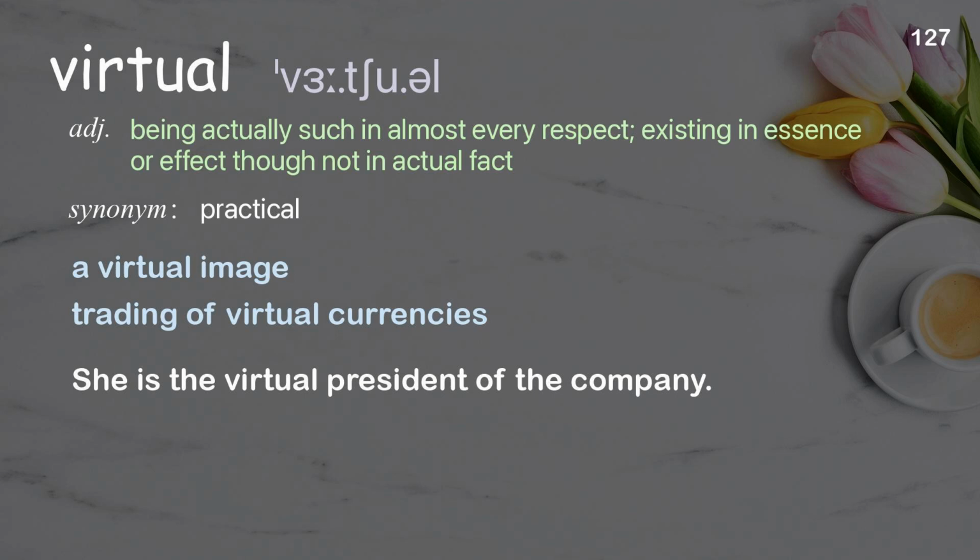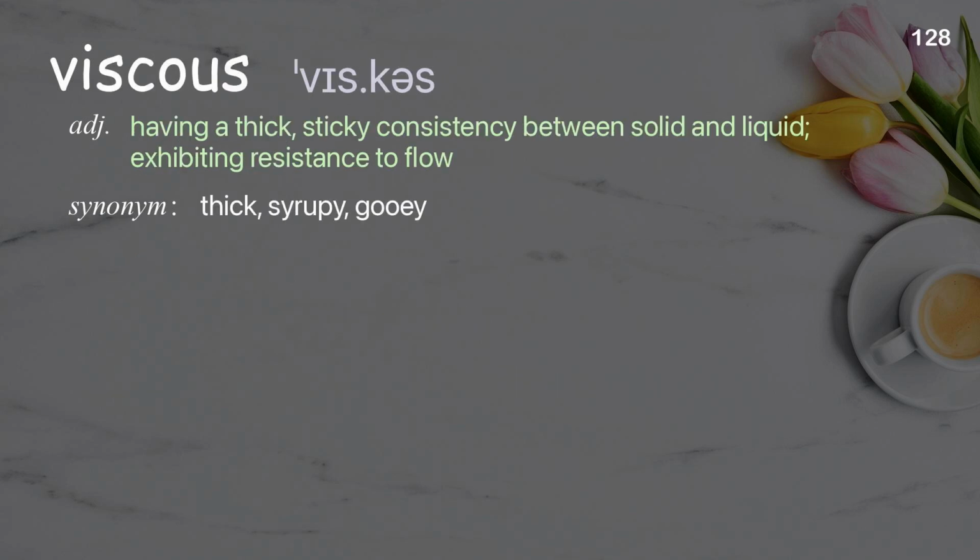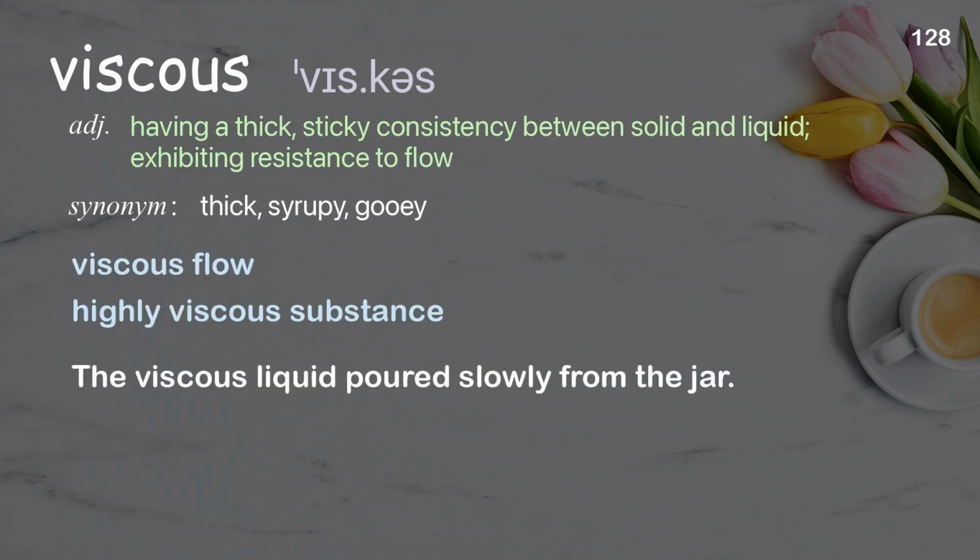Viscous. Having a thick, sticky consistency between solid and liquid, exhibiting resistance to flow. Examples: Viscous flow. Highly viscous substance. The viscous liquid poured slowly from the jar.